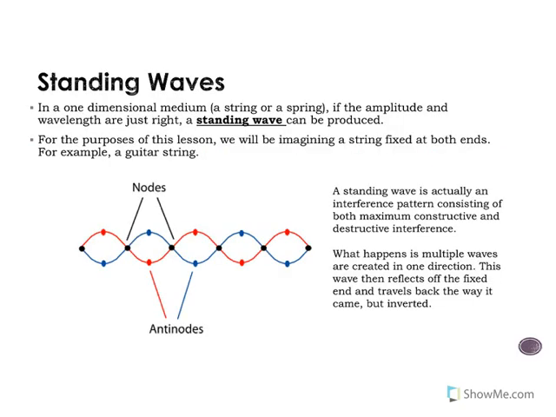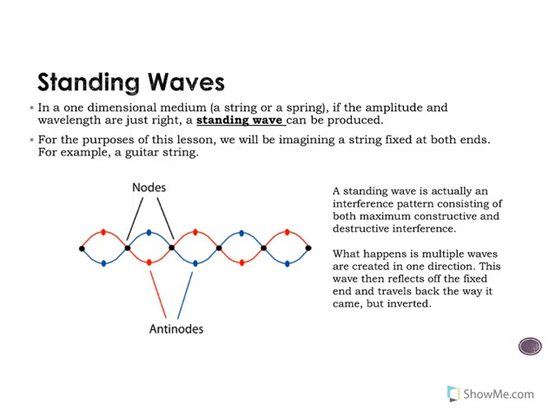So, standing waves. In a one-dimensional medium, a string or a spring, if the amplitude and wavelength are just right, a standing wave can be produced. For the purposes of this lesson, we will be imagining a string fixed at both ends, for example, a guitar string. A standing wave is actually an interference pattern consisting of both maximum constructive and destructive interference.